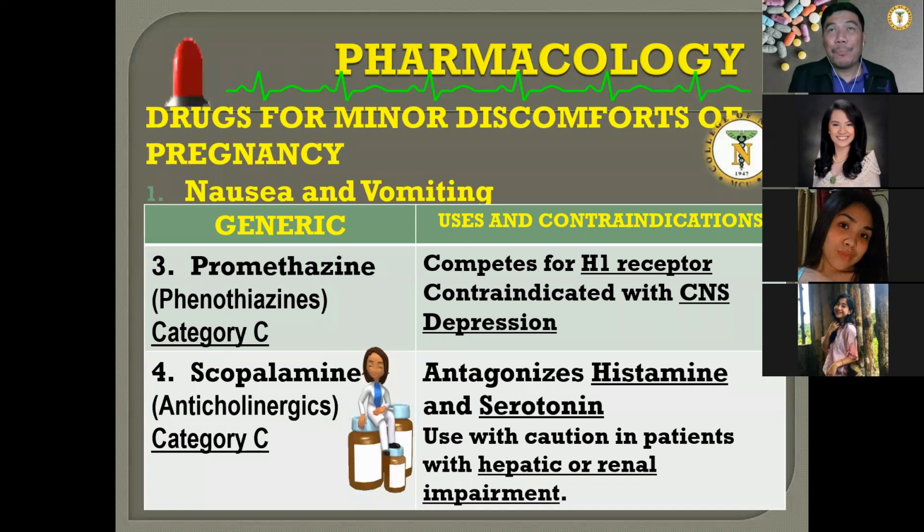So somehow, when the side effect is drowsiness, remember, it is directed to the central nervous system, which is the brain. Now, why is it category C? Because it is contraindicated with CNS depression. So what are CNS depressions? These are those with possible altered brain functions, and somehow this may cause the concern of inducing further CNS depression and may lead to suppression.